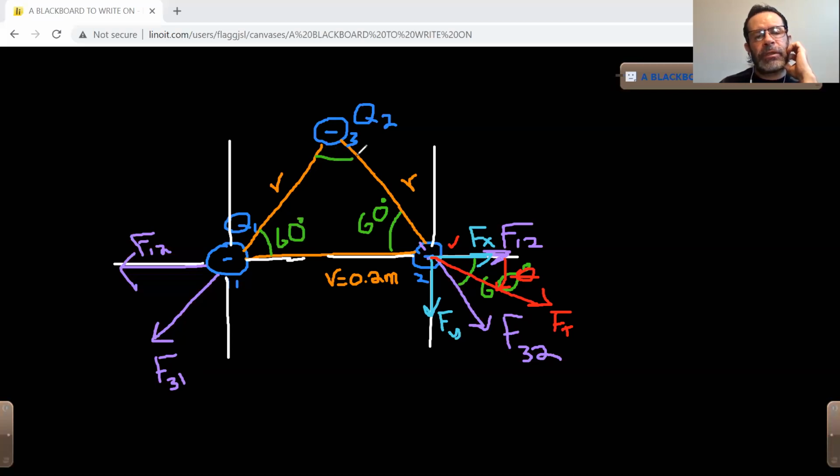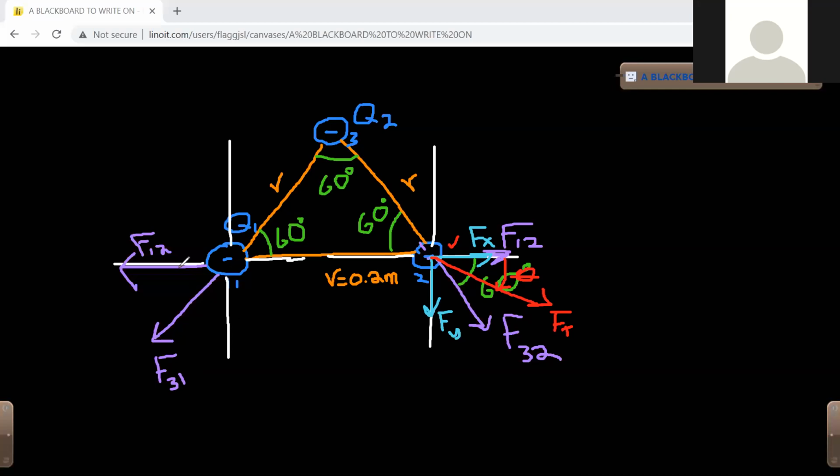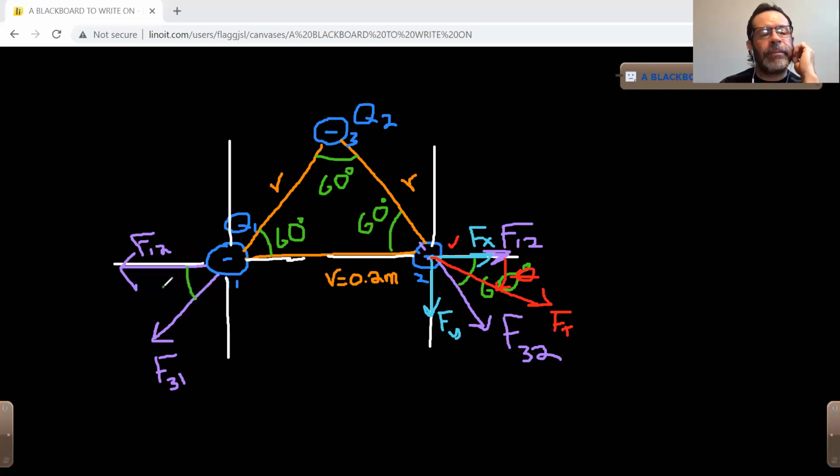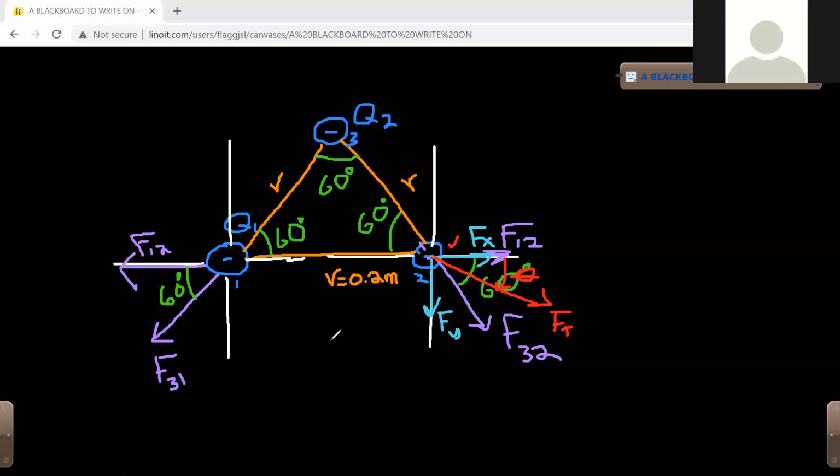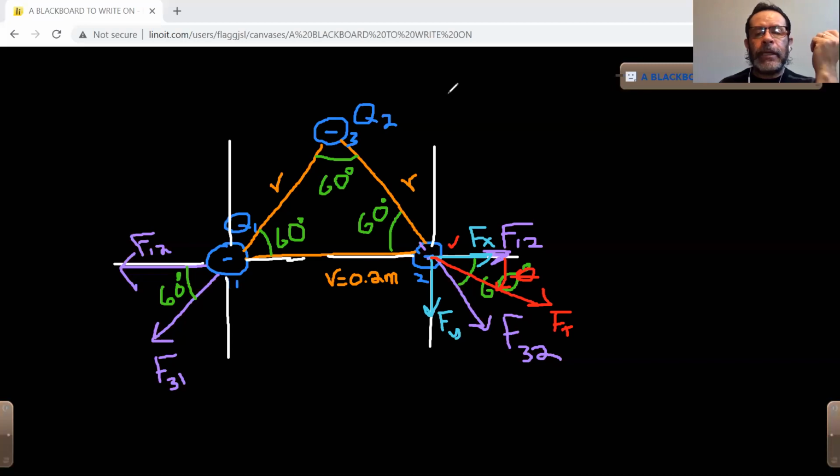This is also 60 degrees. So what would be the angle of that force? Of 60. This force here? 60. 60 with regards to x, okay? Are we okay up to that point? So yes. Questions with the free body diagram? Is the free body diagram clear? Everybody? Yes. Yes.